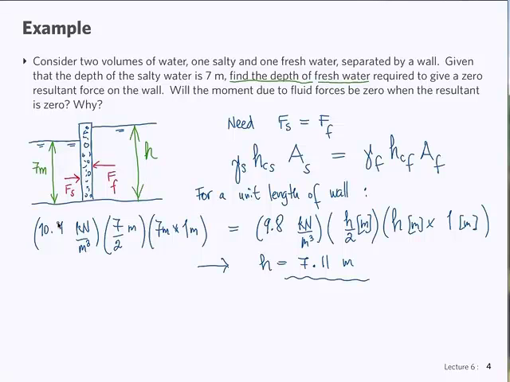You can imagine that if the depths of the two waters, the salty and fresh water on each side, are different, then the point of action of those forces is going to be different. The point of action is the center of pressure, and in shortcut number 2, we know how to find the distance between the centroid and the center of pressure, so we can find the point of action of the resultant force for both cases. So let's look at the moments now.